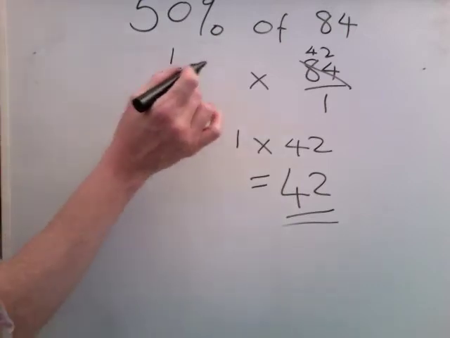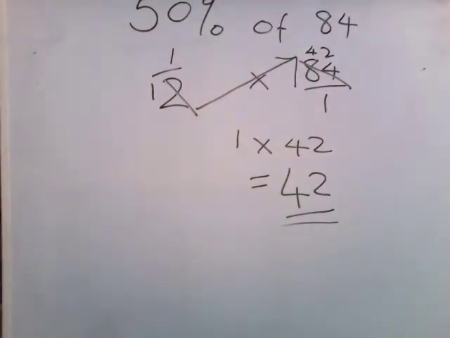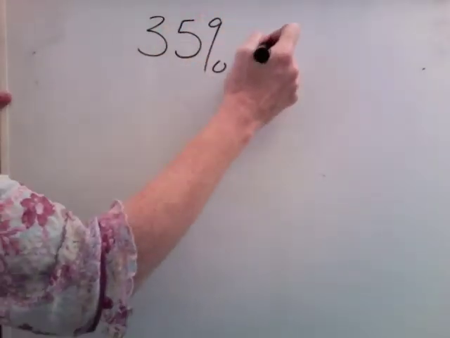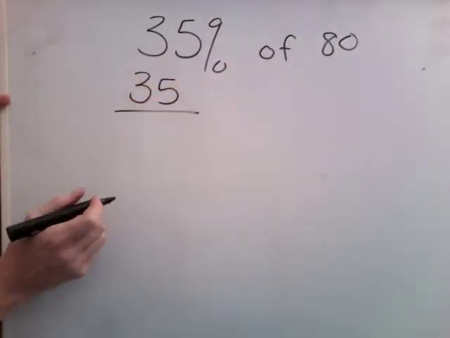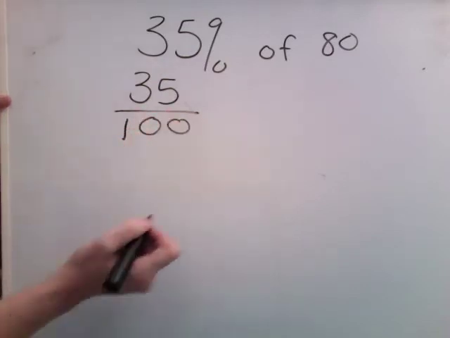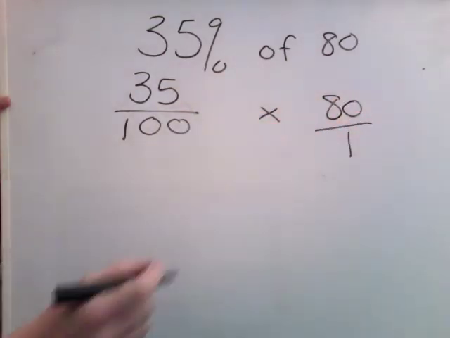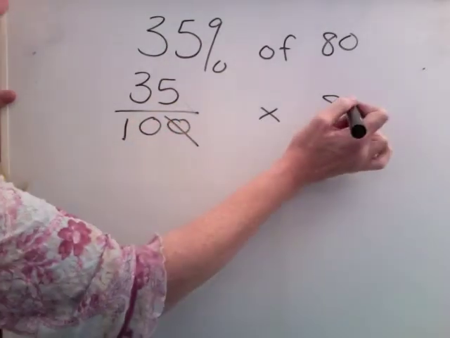So again, by simplifying and cross-cancelling, I was able to keep the numbers really simple and complete the sum without too much hard work. Let's try 35% of 80. Change my 35% into a fraction. 2 digits, 2 zeros. Of means times. 80 as a fraction is 80 over 1. Straight away, I can cross cancel. Divide that by 10, divide that by 10.